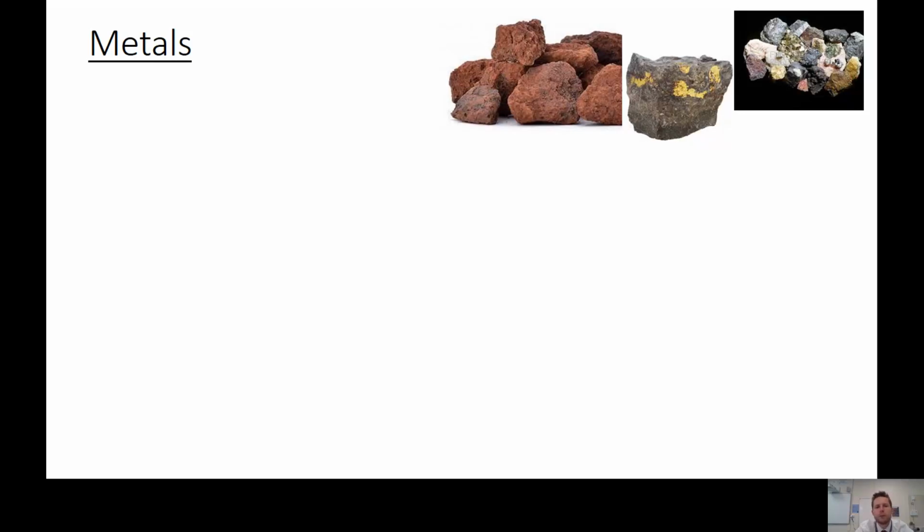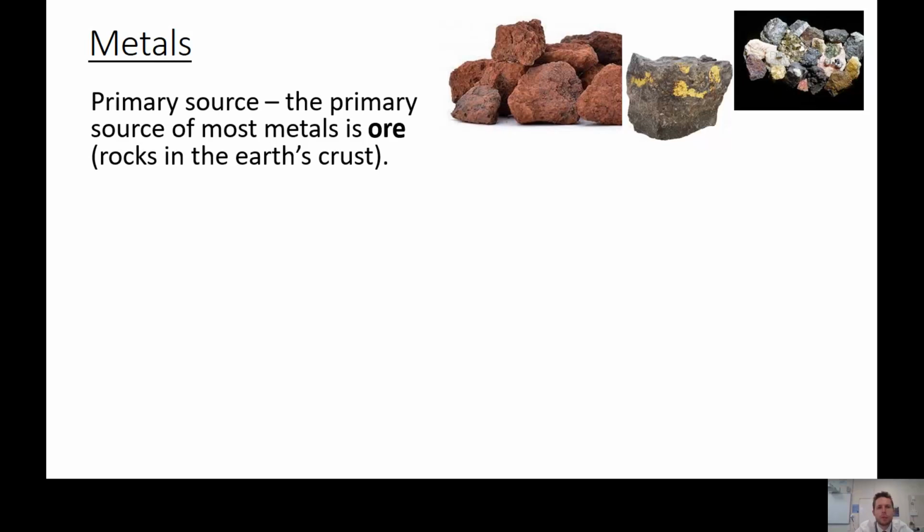But where do metals come from? So it's a little bit less straightforward than timber. Where do metals come from? So the primary source of most metals is something called ore, and ore is a simple term for rocks that can be found in the Earth's crust. So in the Earth's crust, we have ores, and it's in these ores that we find and can harvest metal. Okay, some metal can be mined on its own, but most metals are found in ores, which are rocks in the Earth's crust.